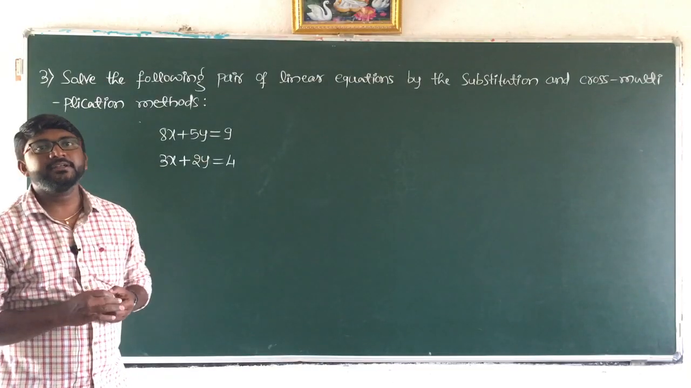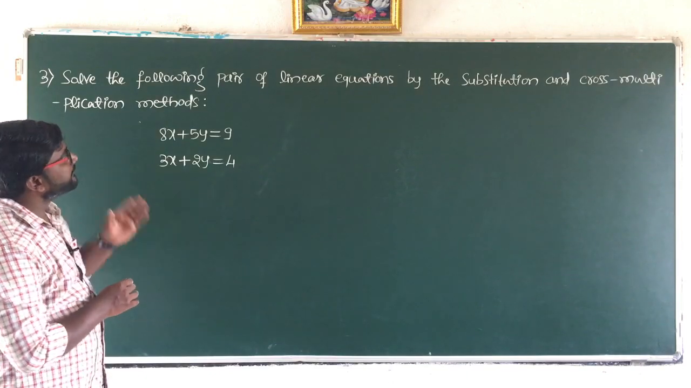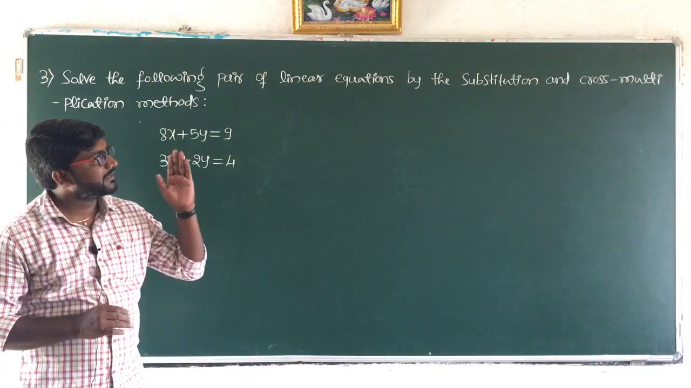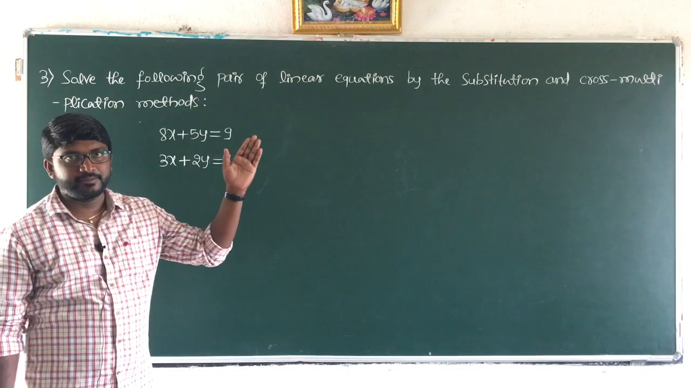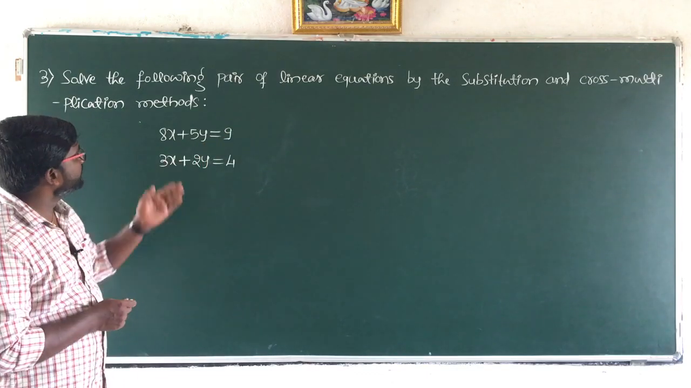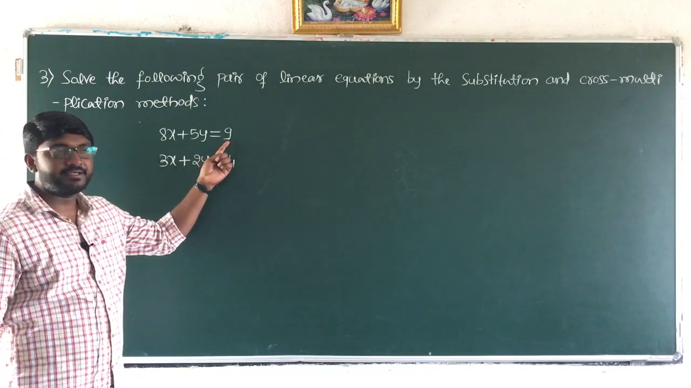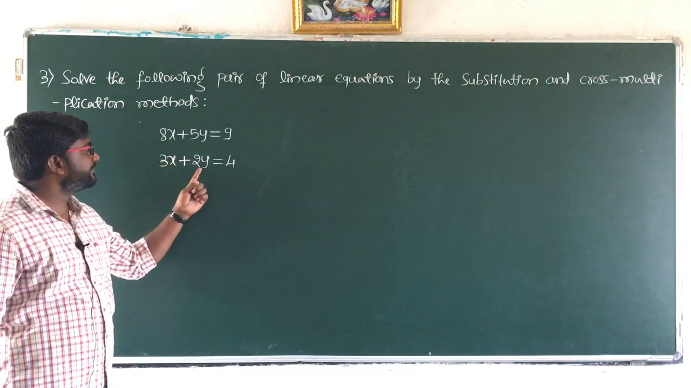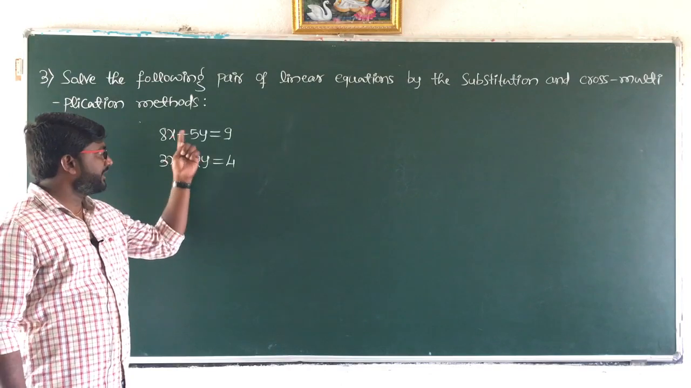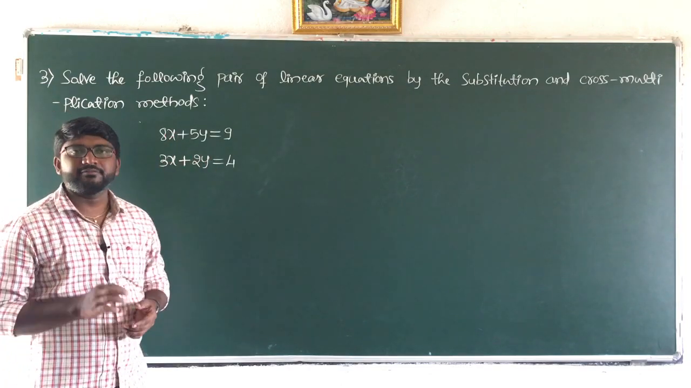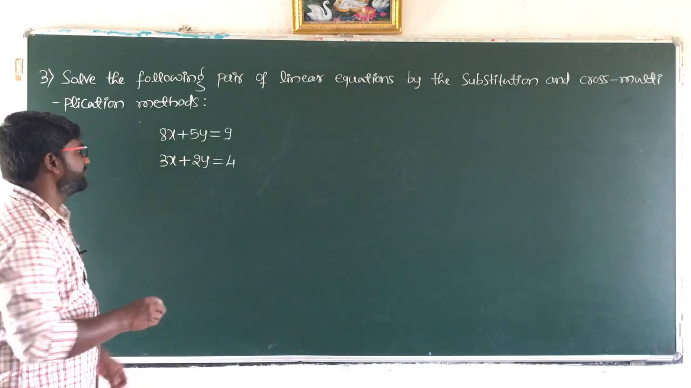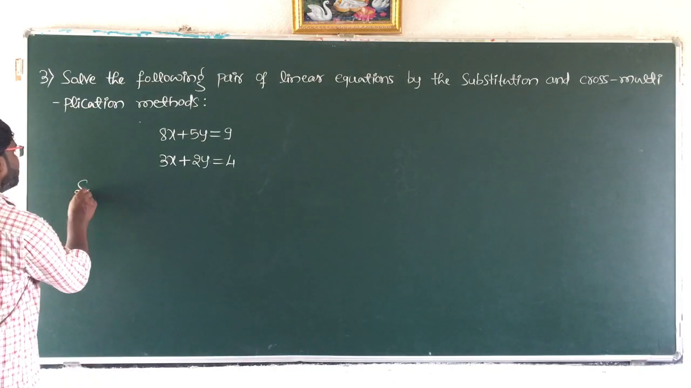Well, let us solve the third main question. Solve the following pair of linear equations by the substitution and cross multiplication methods. So the pair of equations is 8x plus 5y equals 9, and 3x plus 2y equals 4. So we have to solve this pair of equations by two methods. First is the substitution method.